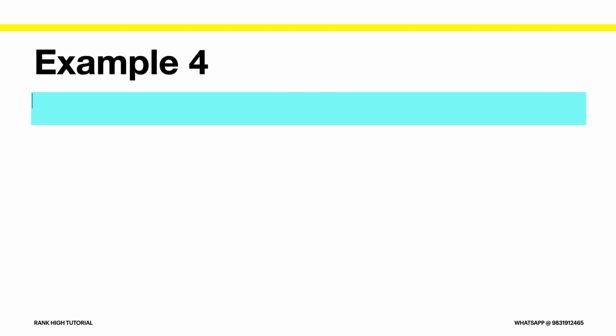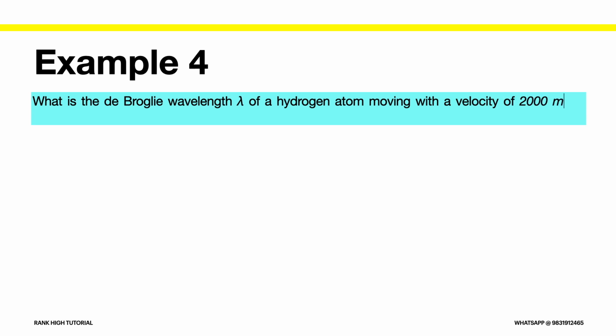Next problem. What is the de Broglie wavelength of a hydrogen atom moving with a velocity of 2000 meter per second, given that the atomic mass of hydrogen equals 1.20797 AMU?